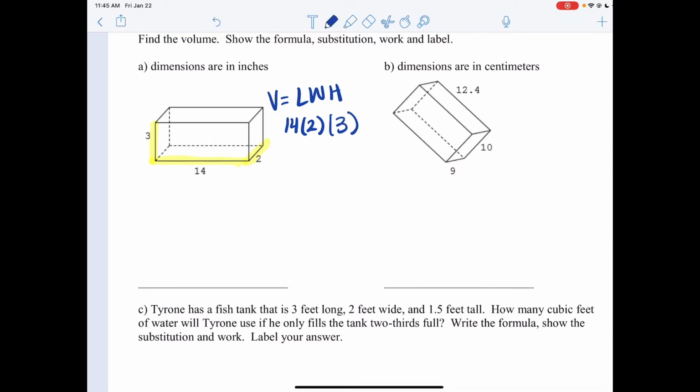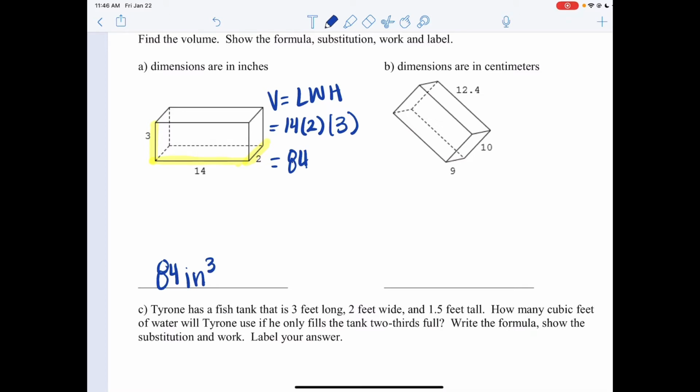Okay, my next step is just to start simplifying, which is 14 times 2 times 3. So 14 times 2 times 3 is going to give me 84. Now this isn't my final answer because I still have to attach a label. So my final answer is 84 cubic inches.